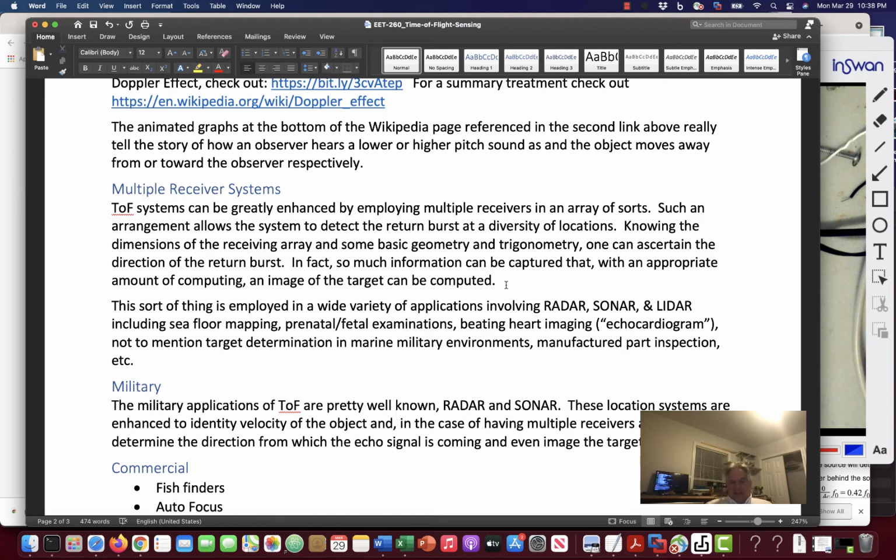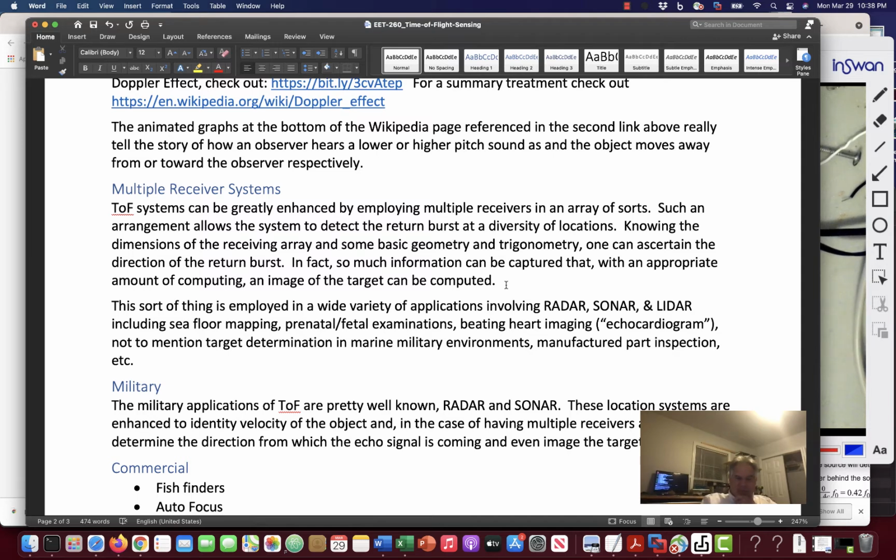But that goes beyond time of flight. I just wanted you to know what's really happening in microcontroller systems that use some of these technologies. Some are simply just looking for the distance to an object, but others are doing much more complicated processing.